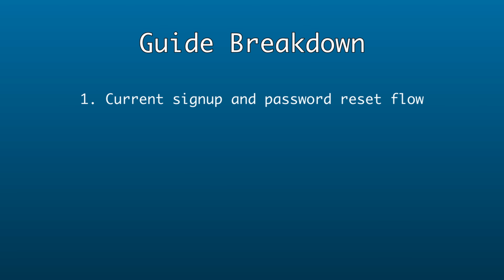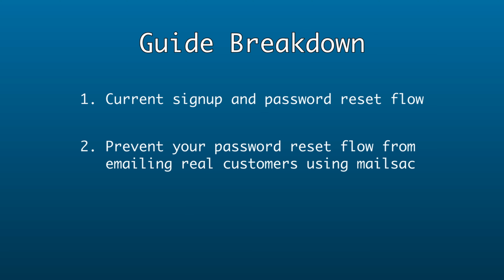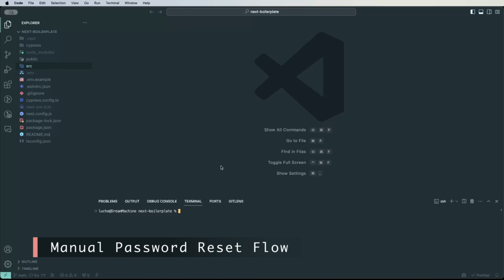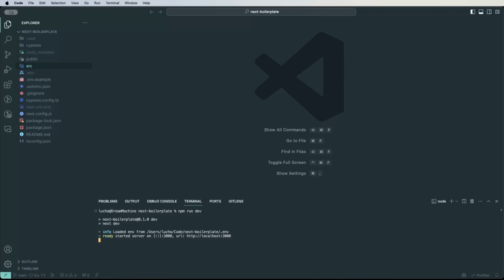So let's break down the basic structure of this video. First, we'll quickly walk through our current sign-up and password reset flow. Then we'll secure the password reset flow from leaking emails to your customers using Mailsac. And then we'll automate this entire manual process using Cypress. So let's get started. I'll quickly run through our sign-up flow just to know what we're working with. I'll start up with my Node server and its development environment.